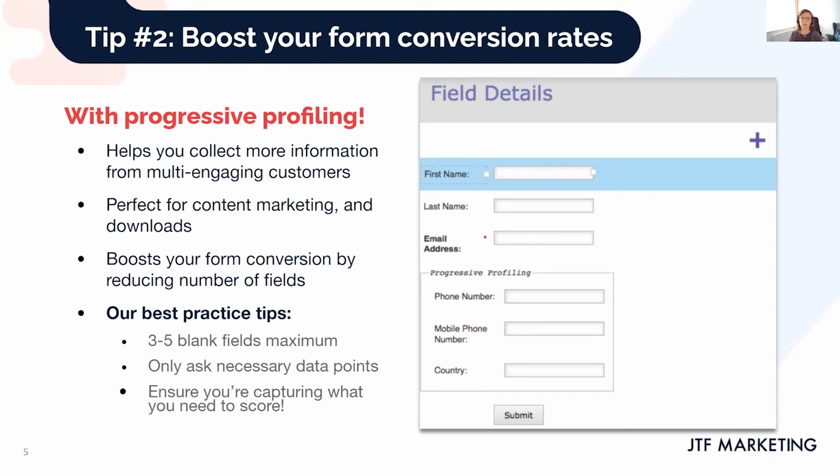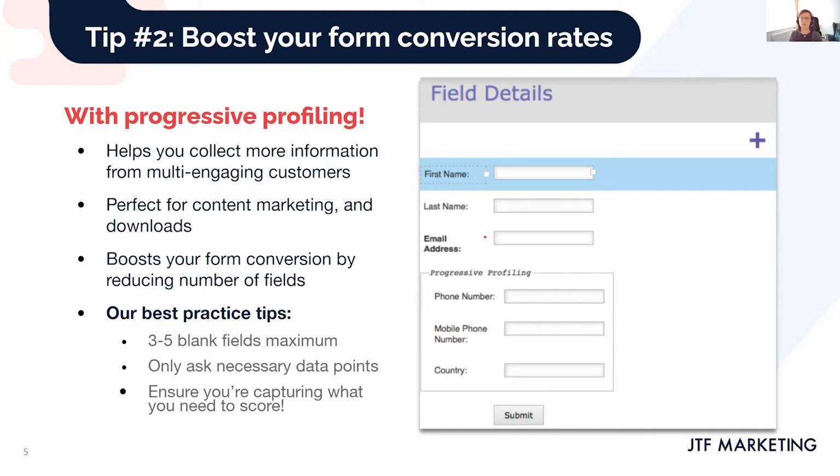But progressive profiling allows you to capture that information over multiple interactions. So if you have a resource that you're providing them, they can fill in their email address and their name. Then the next time they come to your website, they want to register for a webinar, for example, you'll only be asking for their company name. And the time after that, you will capture the remaining information so that you have a full picture of that person. So when it comes to a handover to sales, you know it's going to be successful because you have all the data they need.